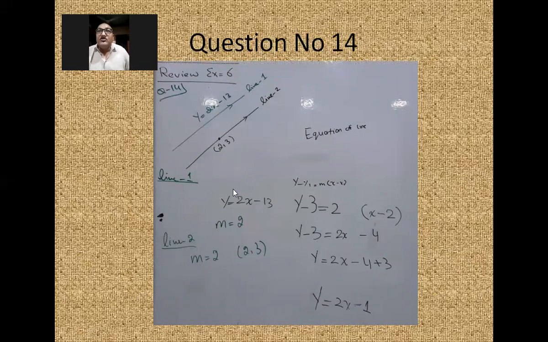Line number 2 is parallel to this line, so its gradient will also be 2. It's passing through (2, 3). So I can find the equation of this line. The formula is y minus y1 equals m times (x minus x1). x1 and y1 come from this point, so y1 is 3, x1 is 2, m is 2. Just put these values. You will have y minus 3 equals 2x minus 4, so y equals 2x minus 4 plus 3. So y equals 2x minus 1. So this is the equation of line number 2.